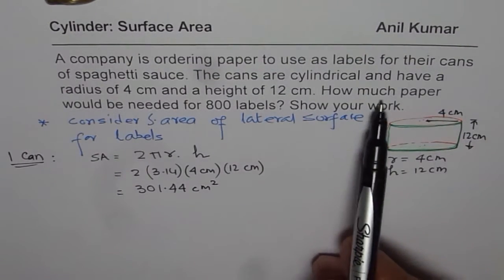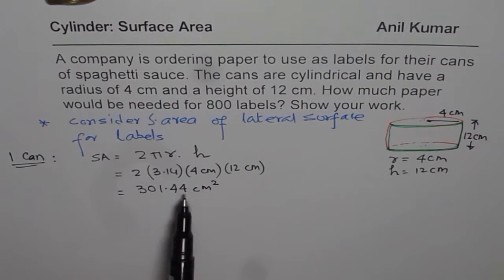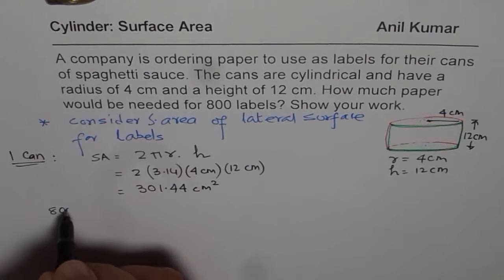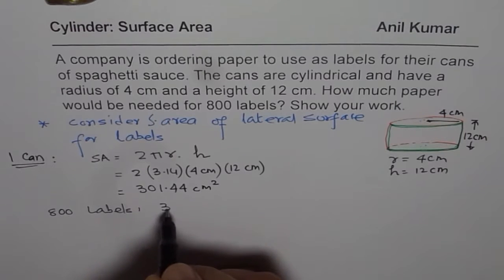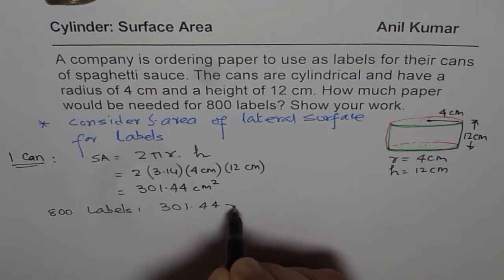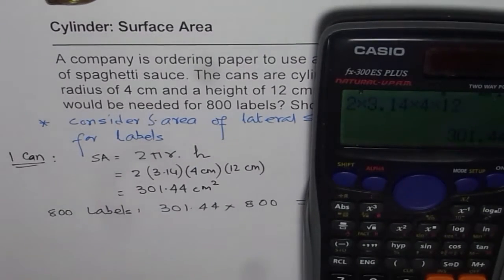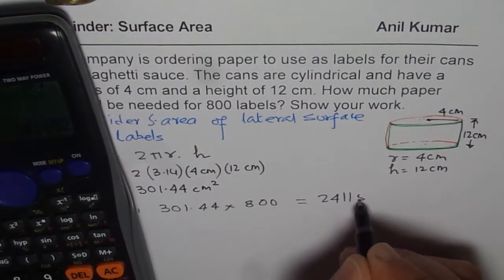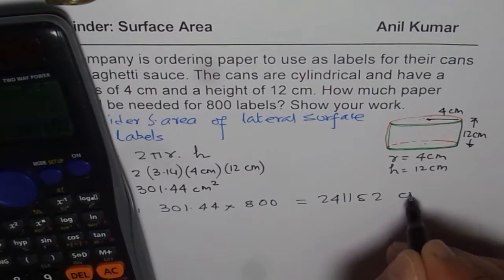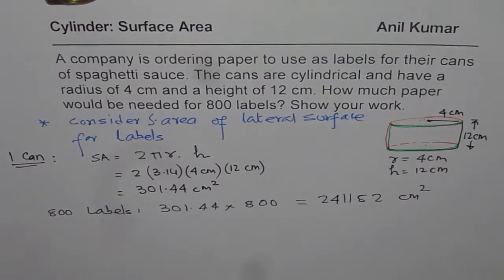Now it says how much paper would be needed for 800 labels. So one label will have that much area. So 800 labels will be 800 times this, right? 301.44 times 800. So we will multiply this number by 800, and we get 241152 centimeters squared. That is the number which we are going to get, right?